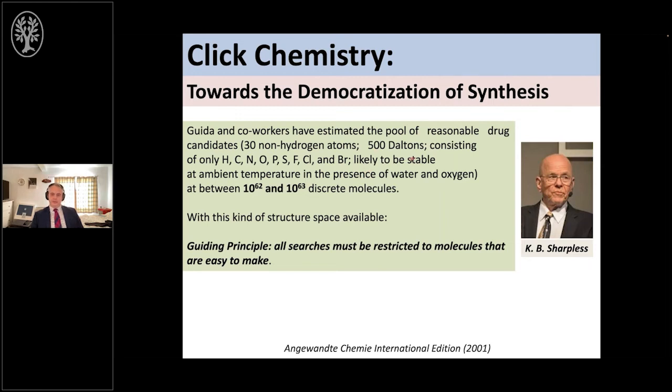possible drug-like molecules in the potential universe, limiting to these kind of atoms here and below 500 Daltons. And it turns out, this is just an astonishing number, about 10 to the 63, and that's probably an underestimate. So with that number, Barry just kind of put his head in his hands, and I thought, my goodness, there's just so much to discover. What are we doing? We should just really restrict all searches to molecules that are easy to make. And this is really a guiding principle of click chemistry, I think, an under-recognized principle.